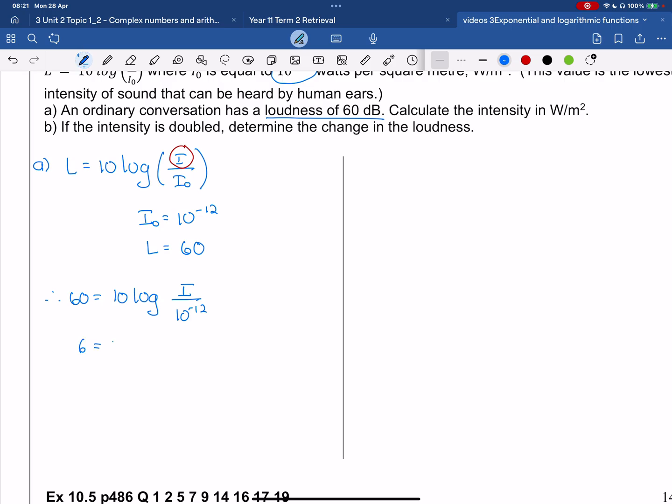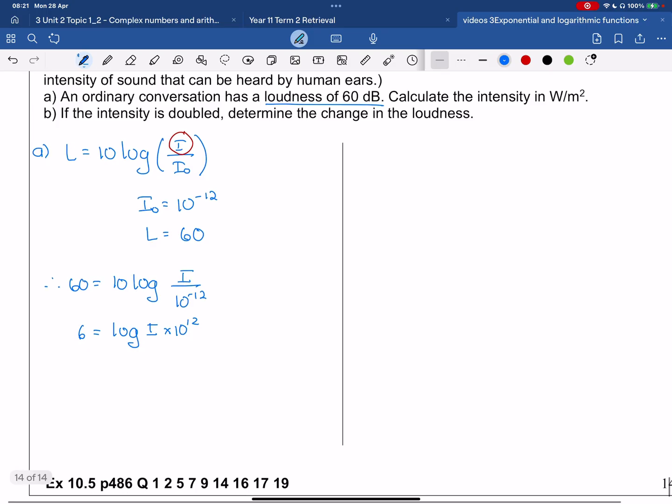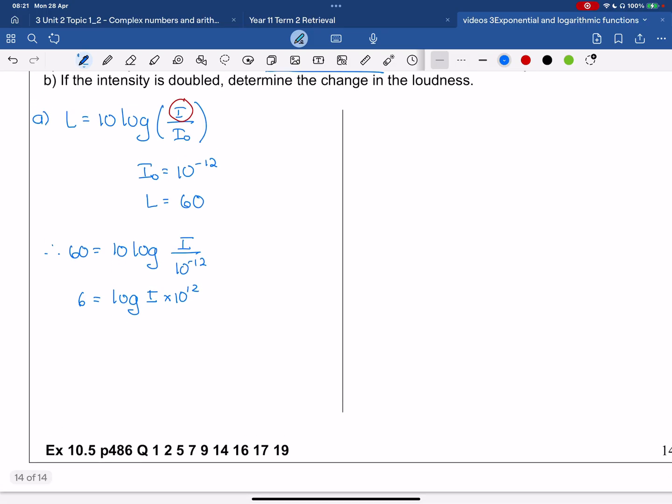So I have 6 is equal to log of I, and I can bring my negative 12 up there, okay? And that means that I can rearrange that. Remember, when I've got a log, I've got an invisible little base 10. So 10 to the 6 is equal to I times 10 to the 12. And I can then easily simplify that to I is 10 to the negative 6 watts per square meter.